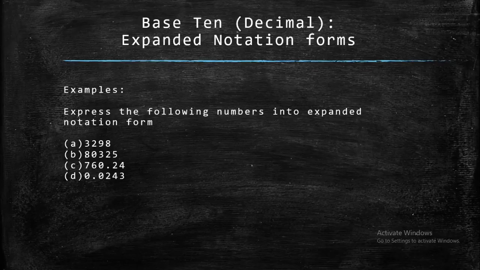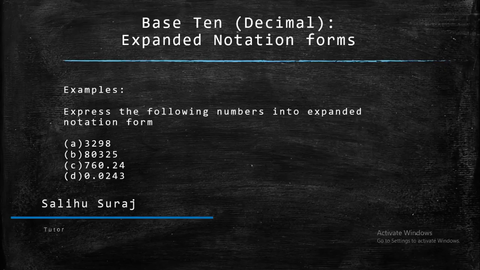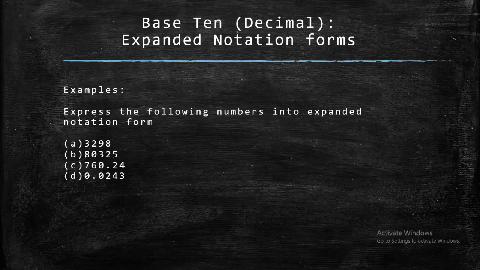In this subtopic, we are going to talk about the base 10. In the previous lesson, we talked about base 10 ranges, hexadecimal ranges, binary ranges, octal, and other bases. We also talked about their ranges. So now we are going to deal strictly with the base 10, meaning the decimal. And in this lesson, we are going to talk also about the expanded notation forms.